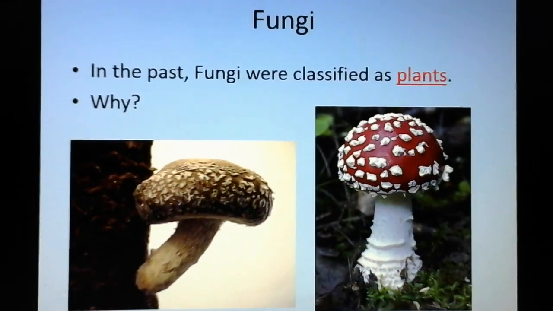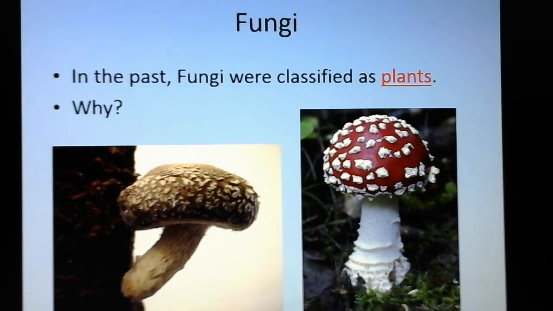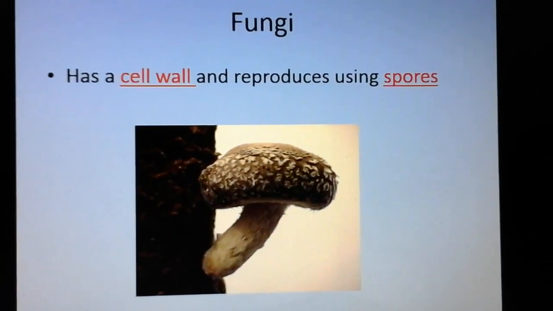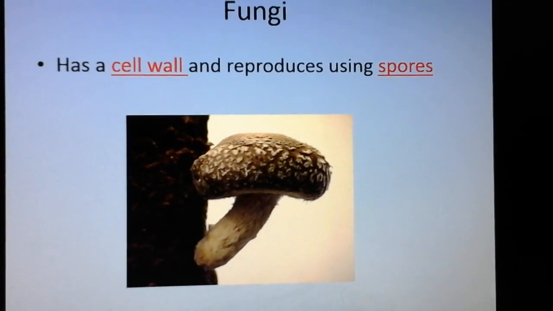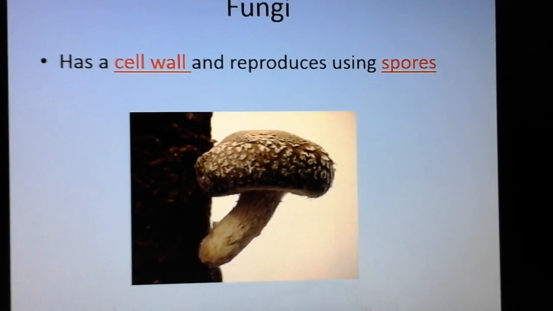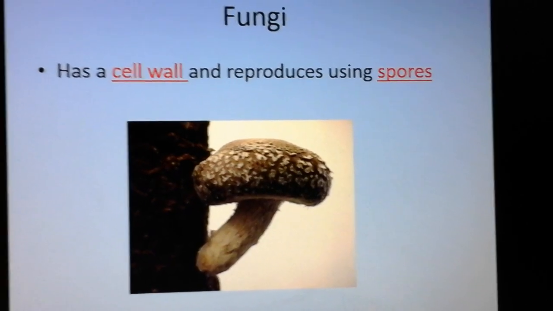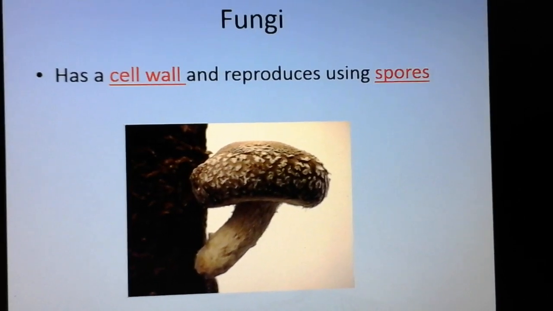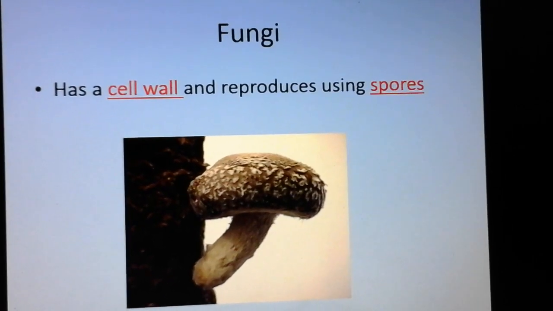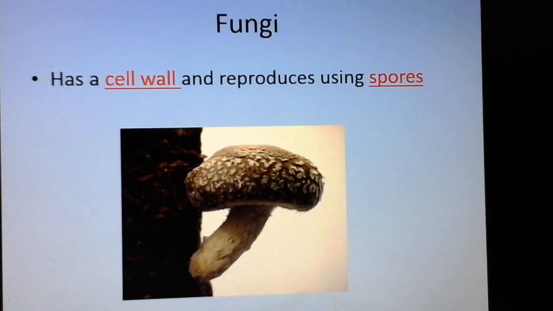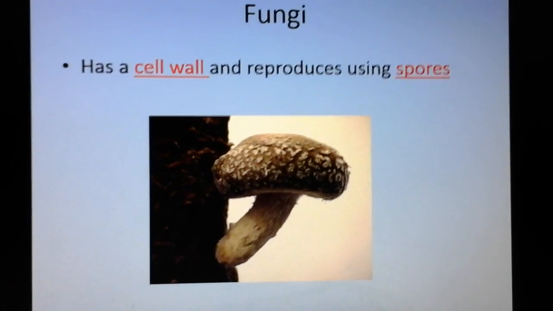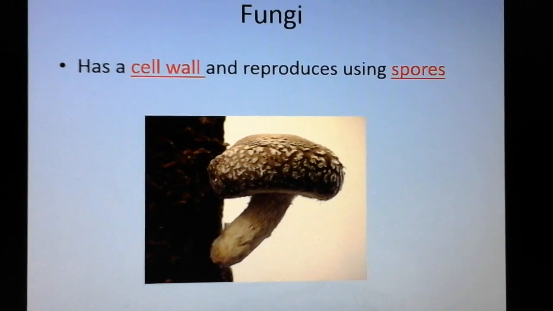So in the case of fungus, again, for a long time, fungi were classified as plants. And the reasons why? Well, for example, they have a cell wall, just like plants have a cell wall. And so they look like plants, they're growing out of the ground like plants, they have a cell wall like plants. So people just called them plants. But obviously they're not green, they don't do photosynthesis. And their cell wall is made up of something different than plants. Plants have a cell wall, as you guys know, made up of cellulose, and fungi have a cell wall made up of something called chitin.